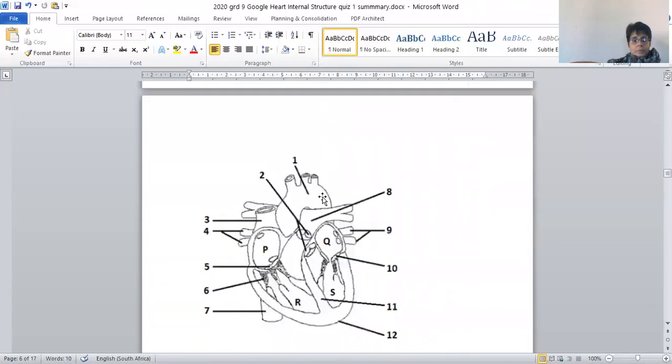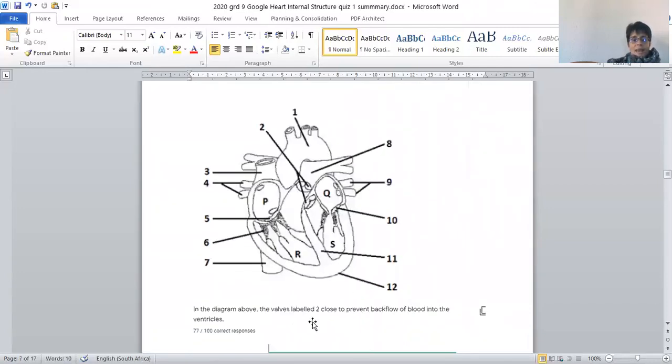Right, next one. In the diagram above, the valves labeled 2 close to prevent backflow of blood into the ventricles. Where are valves 2? There. Backflow of blood into the ventricle.